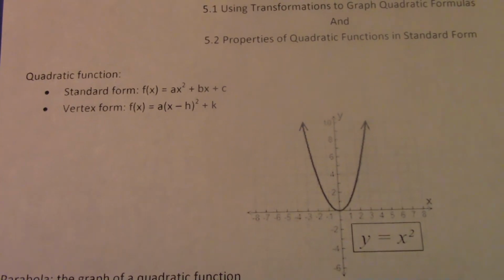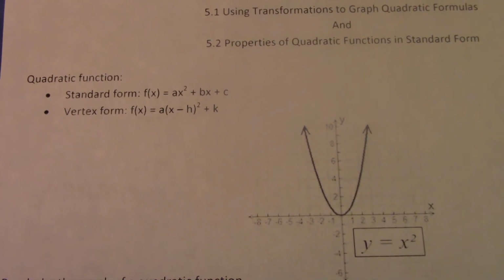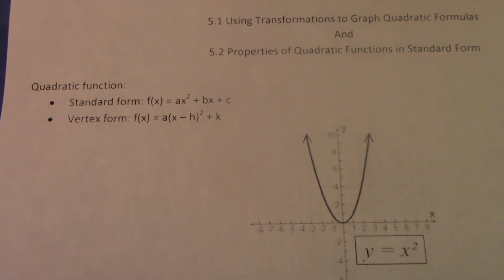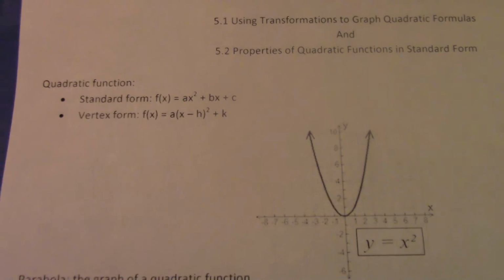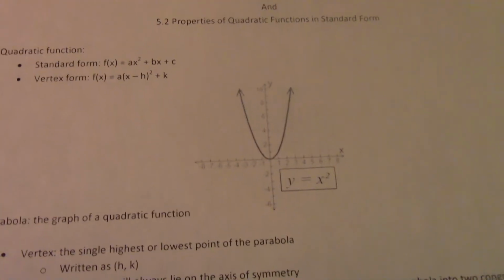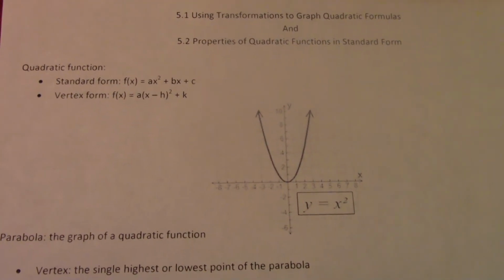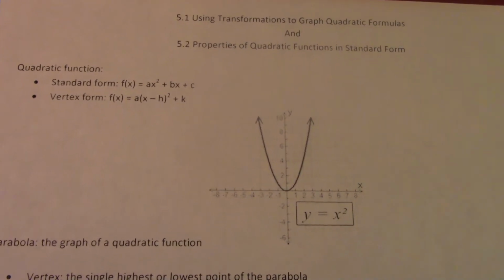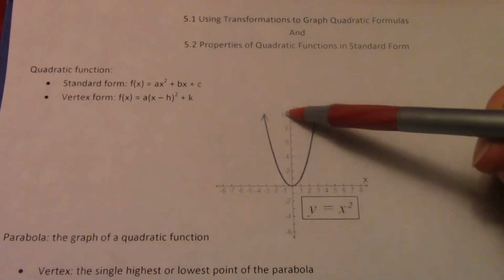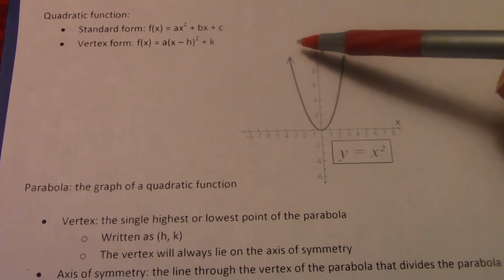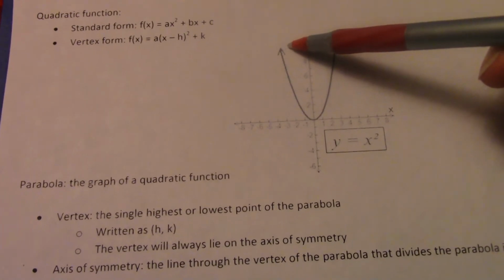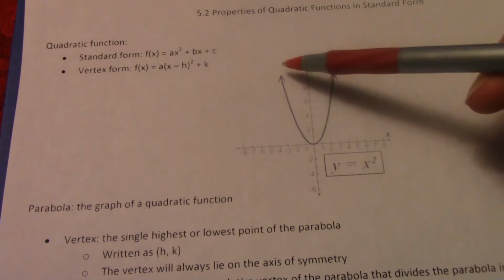We have vertex form, which is f of x equals a, parentheses x minus h, parentheses squared, plus k. Vertex form actually tells you your vertex, and standard form tells you some other information. We'll get to that here in a minute. So here's our parabola. It's the graph of a quadratic function. It is U-shaped. Okay, it looks like this.